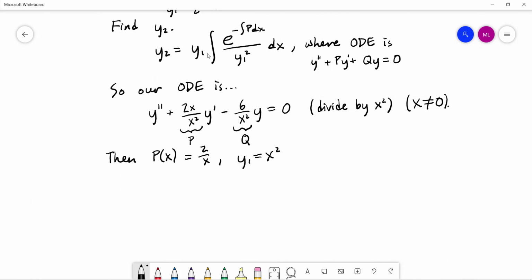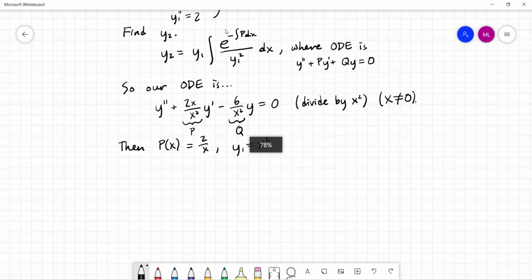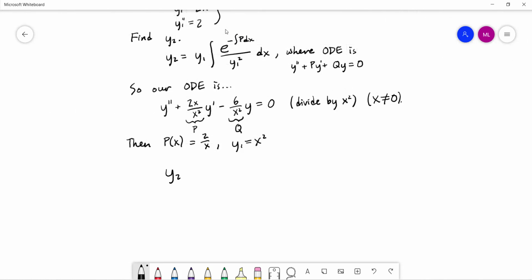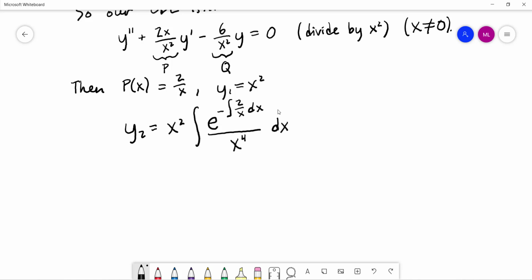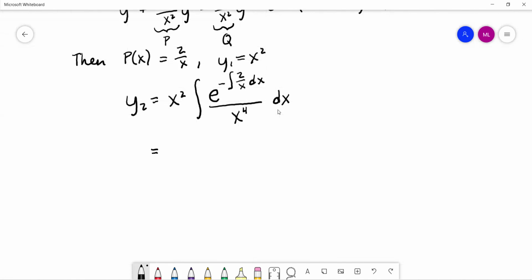So we can plug those into the formula here to get the solution if we want. So y2 is going to be y1, which is x squared, times the integral of e to the negative integral of p of x, which was 2 over x dx. And then the whole thing is over y1 squared, or again, y1 was x squared, so that means this is going to be over x to the 4th, x squared quantity squared. So here is our expression. We can go through this and start to clean some stuff up. So let's start with that inner integral.